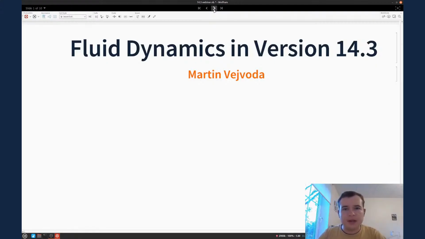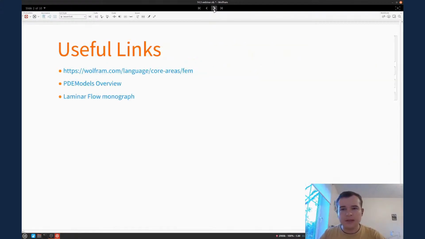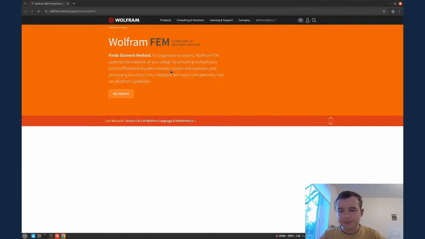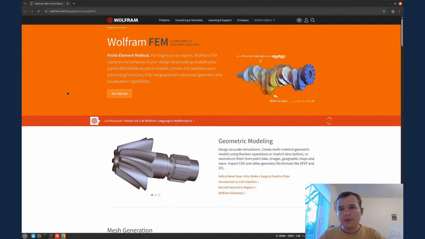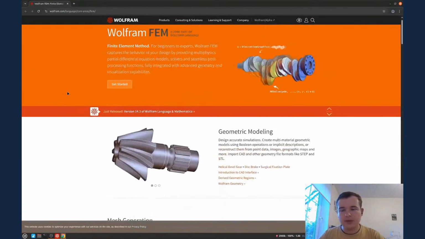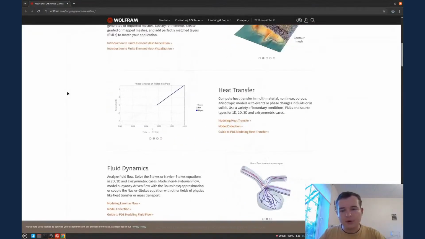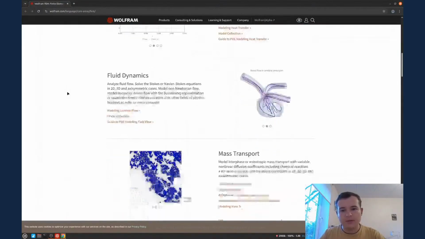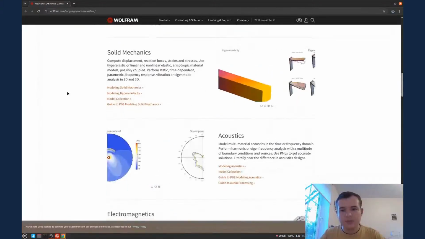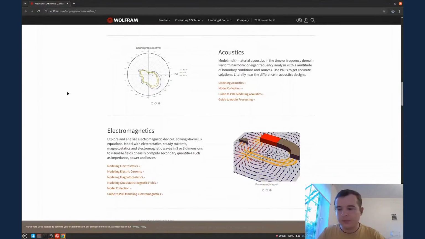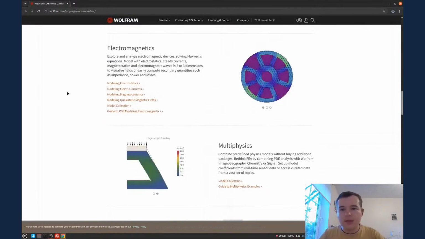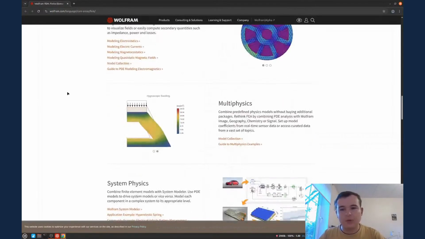But before we start, there's a couple of links I would like to show you. The first link goes to our Wolfram Core FEM page. This is a web page that features an overview of the things that we have for the finite element method. So if you would like to solve some problems with the finite element method using the Wolfram Language, this is a good place to start.